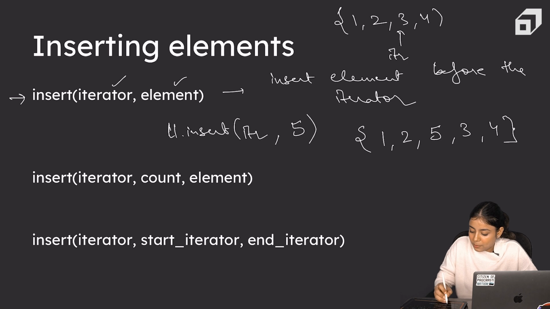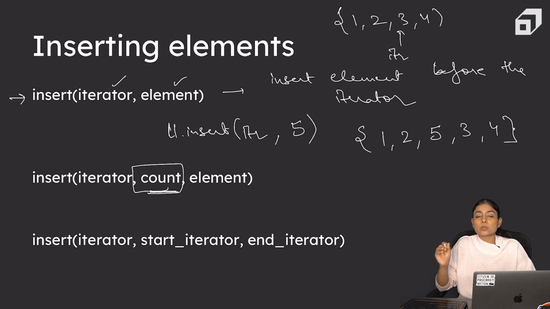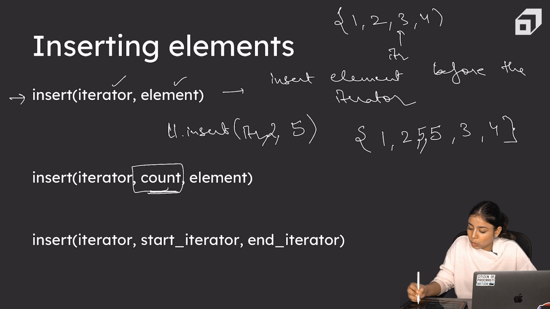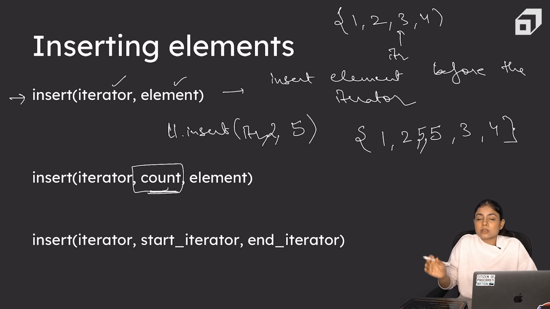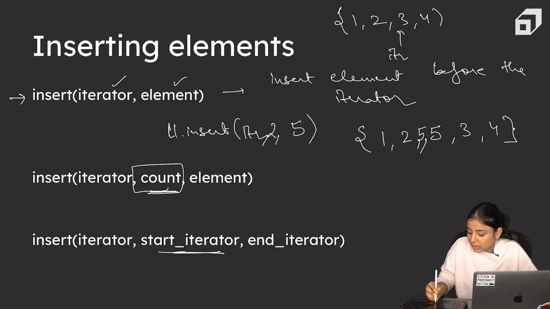I can also pass another parameter in this function called count. By default this is 1. If I pass any value for this, then it will insert that many elements. So if I am passing the iterator, 5 and count 2, this will insert 5 two times for me before 3. Another way to insert is when I want to insert a range of elements. There I can pass a start iterator and an end iterator.